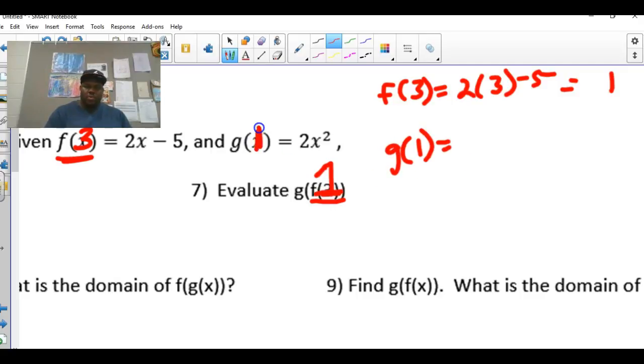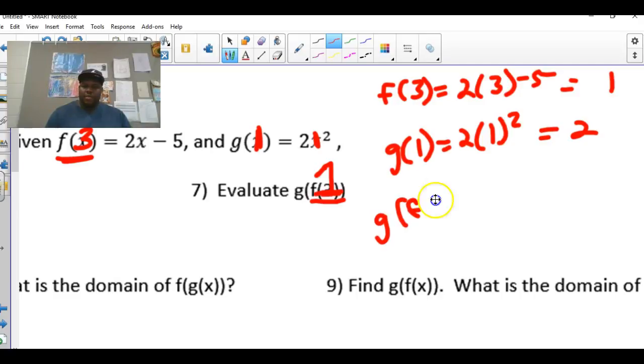We're going to put 1 right here. So you have 2 times 1 squared. 1 squared is 1 times 2 is 2. Therefore, g of f of 3 equals 2.